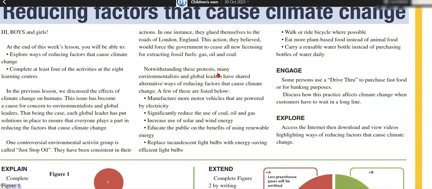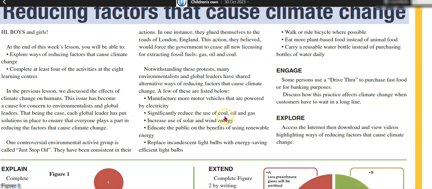Notwithstanding these protests, many environmentalists and global leaders have shared alternative ways of reducing factors that cause climate change. A few of these are listed below. Manufacture more vehicles that are powered by electricity. The Tesla would be a good example. The Leaf, I think made by Nissan, and the Prius made by Toyota. Those are examples of electric cars.